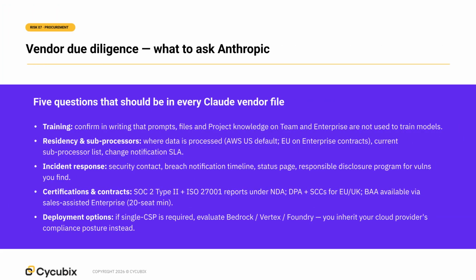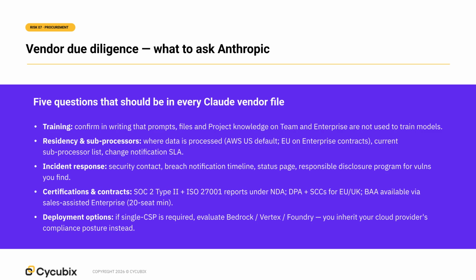1. Training. Get written confirmation that prompts, files, and project knowledge on Team and Enterprise are not used to train models. 2. Residency and subprocessors. AWS US is the default, EU on Enterprise contracts. Ask for the subprocessor list and change notification SLA.